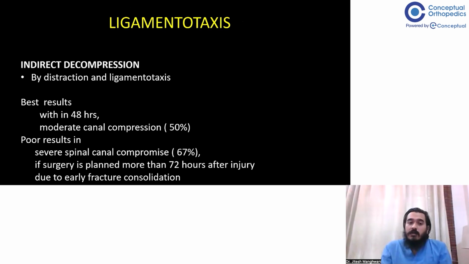Against that, ligamentotaxis is a technique of indirect decompression. So what is indirect decompression? This indirect decompression is done by distraction and ligamentotaxis. I'm going to discuss this shortly with images.